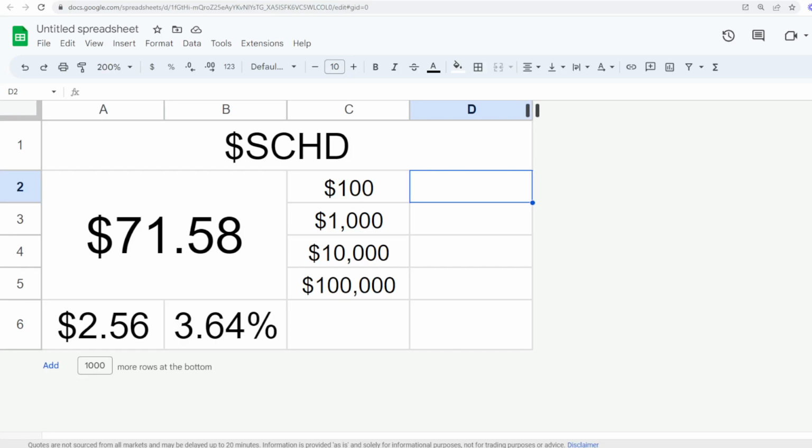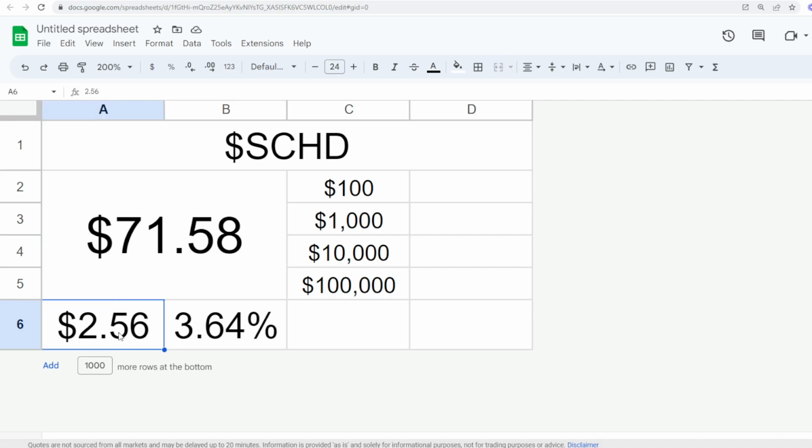Today I want to talk about SCHD, a very popular dividend ETF out there that is managed by Schwab. So definitely go check that out. It's currently trading for $71.58. This is according to Google Finance, so the data may be delayed up to 20 minutes. But let's go ahead and jump into it here.